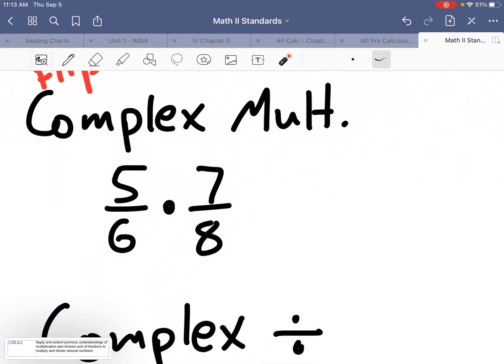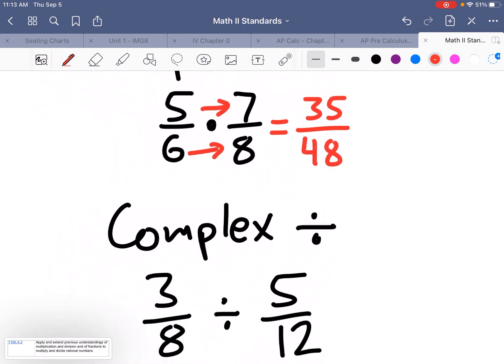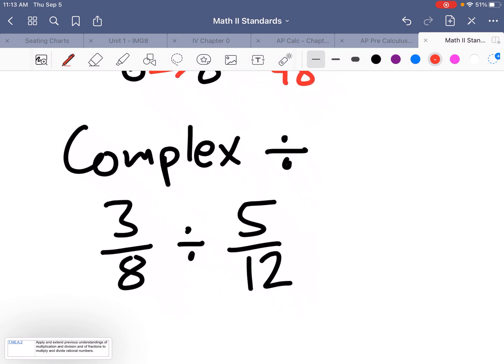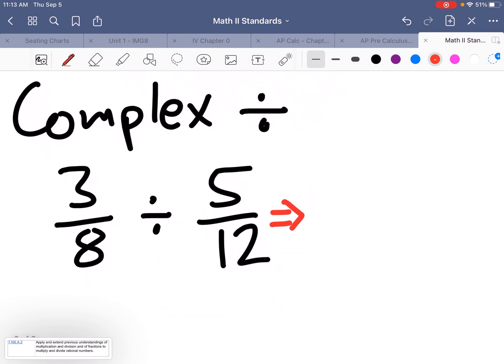Now, the only reason why this is complex is because we have bigger numbers that we're dealing with. So 5 times 7, 35. 6 times 8, 48. Any common factors? Nope, we're done. Perfect. Complex division. Again, this is only complex because it's bigger numbers.